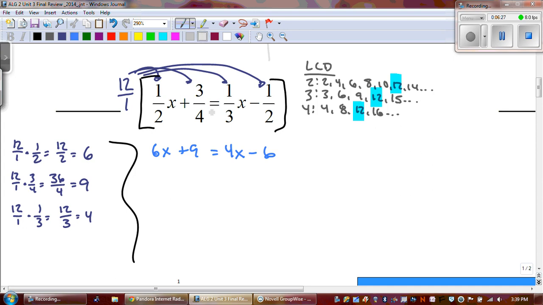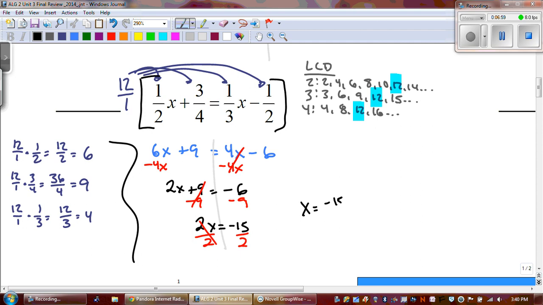And now this is a lot easier to solve. Okay? So we're going to get our x's to one side. I'm going to move the smaller x. And we get 2x plus 9 equals negative 6. We're going to subtract the 9 from both sides, and we get 2x equals negative 15. Then divide by 2. And since we can't reduce that, negative 15 over 2, that's our answer. Okay?